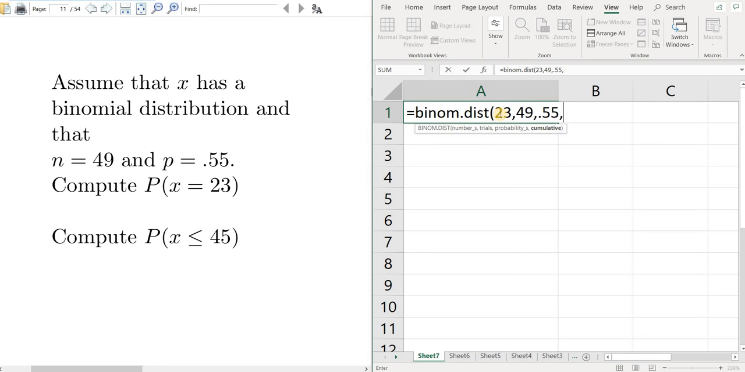And then cumulative. So whenever it's equal, you want to put false. If it's less than or equal to, you want to put true. So we're going to put false. Type in enter, and there's our first probability.